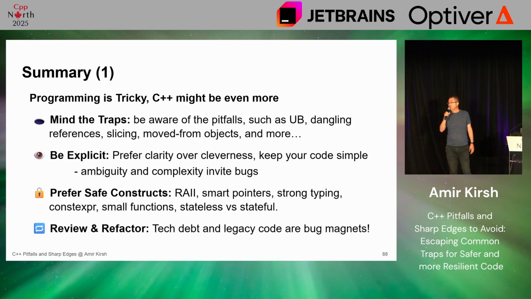Prefer safe constructs. RAII. If you don't have RAII because you need to call some function, wrap it with something that has RAII. Don't try to avoid writing an additional class that wraps something to bring RAII, in order to make sure that at a certain point this object would die, and there is a destructor. Smart pointers, strong typing, constexpr. Use constexpr when relevant, because constexpr would assist in finding bugs as compilation errors.